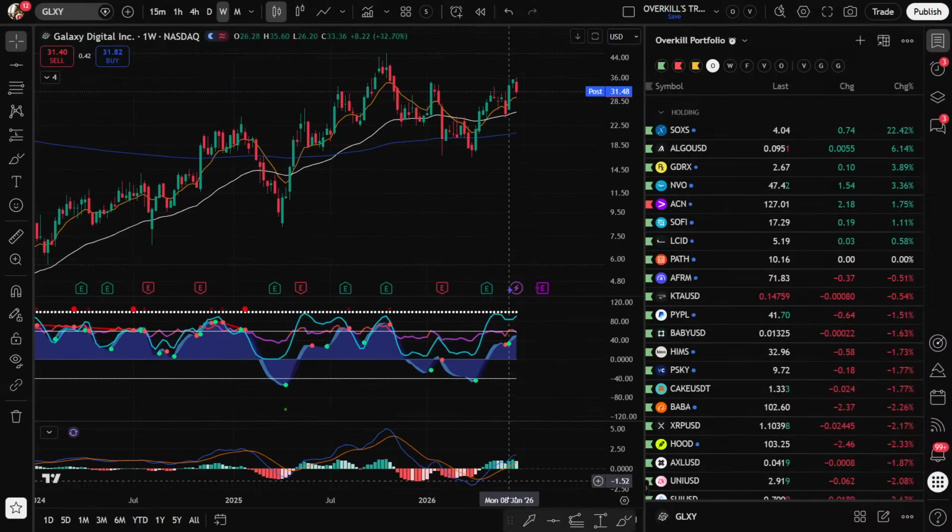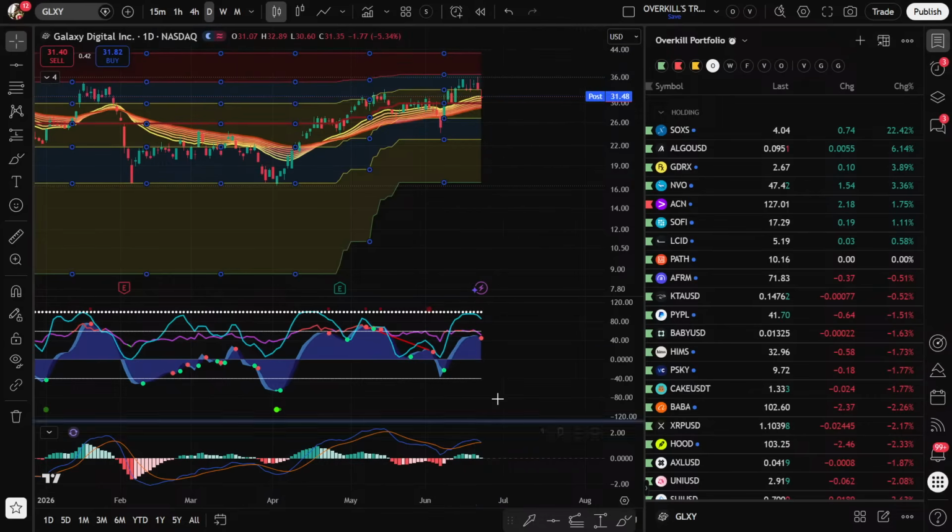Galaxy Digital. So the wave's getting pretty far up there. We're approaching the red zone. I did get a red dot today.